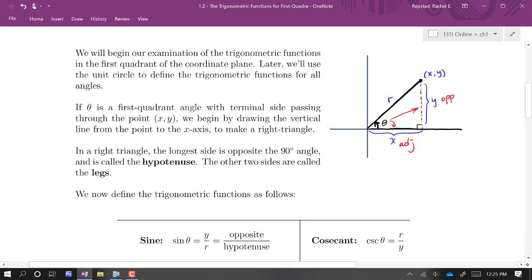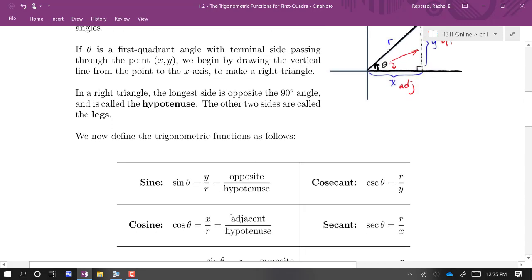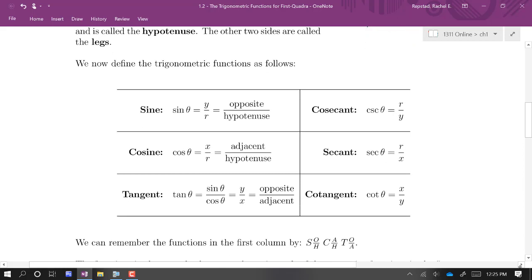So the sine of theta is opposite over hypotenuse. The cosine of theta is adjacent over hypotenuse, so we take the x-coordinate over r. And tangent of theta is opposite over adjacent. So the functions in this left column we can remember with the mnemonic device SOHCAHTOA. This just reminds us that sine is opposite over hypotenuse, cosine is adjacent over hypotenuse, tangent is opposite over adjacent.